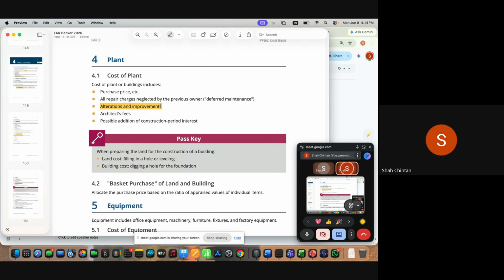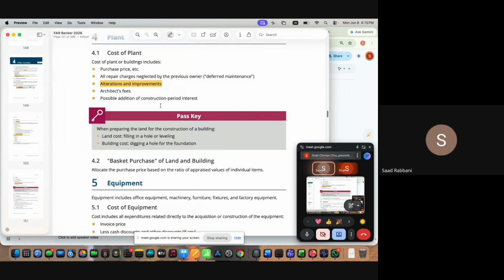Your normal entry would have been, let's say, legal fees account debit to cash. But if it's capitalized, the entry is building account debited to cash, or plant account debited to cash. It goes to the asset account and not to the expense account. And that is all about this accounting standard. What cost you can capitalize. ठीक है, clear है?